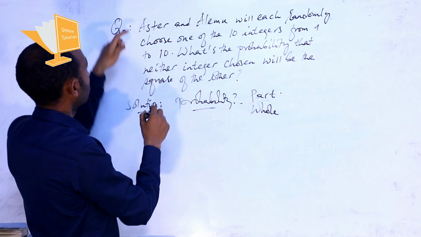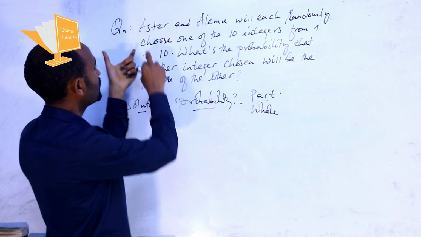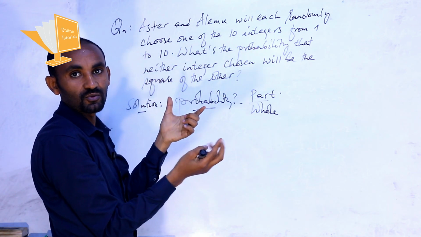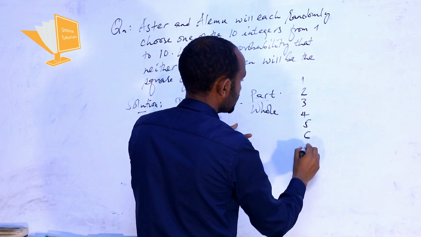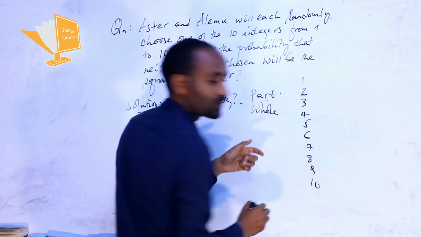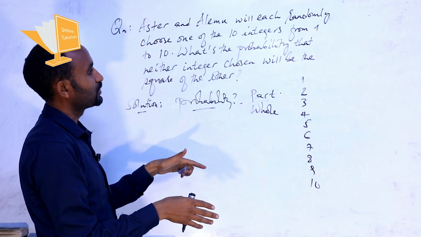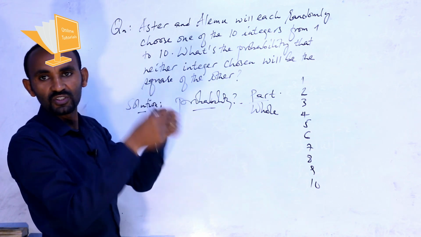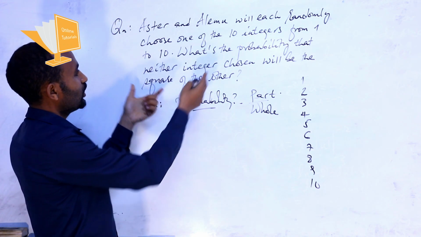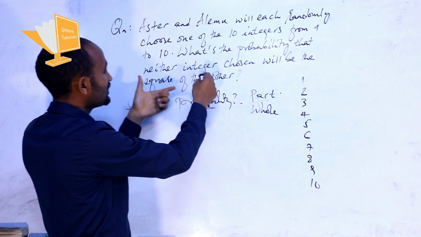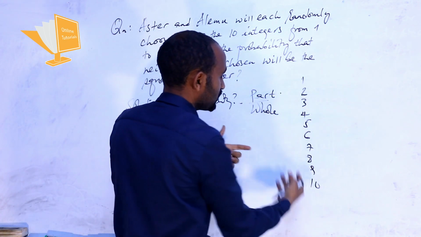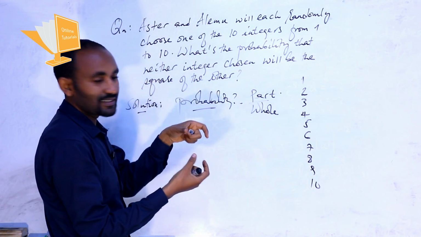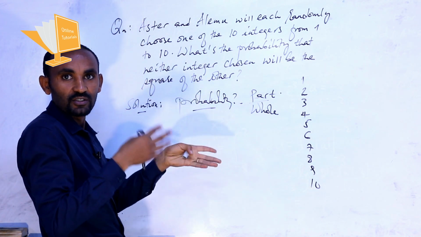Okay, so now Aster and Alamu will each randomly choose one of the 10 integers. What are the 10 integers? 1, 2, 3, 4, 5, 6, 7, 8, 9, and 10. These numbers are distinct numbers, okay. So they just pick one of these numbers. What is the probability that neither integer chosen will be the square of the other? Okay, let's have a look at these numbers. Let's relate these numbers in terms of one being the square of the other, right?